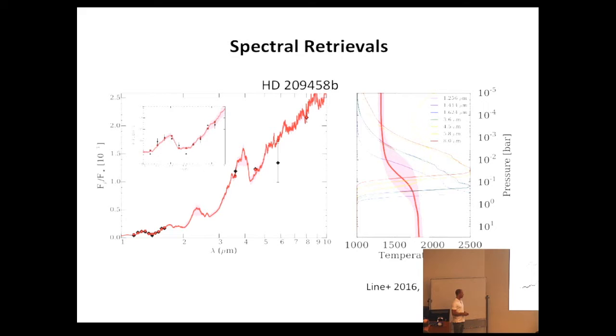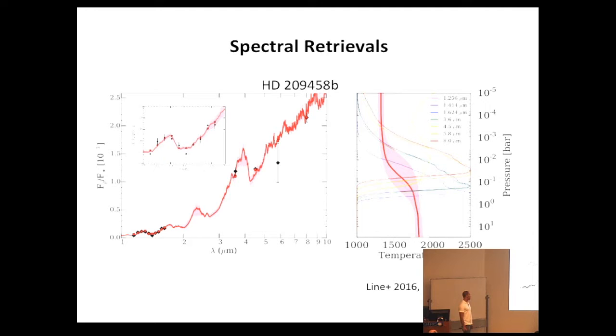In this case, we're deriving the thermal structure of the planet's atmosphere, that's the red line, and we're quantifying our confidence intervals on that. And that's really the key thing. For me, you haven't made a measurement unless you have a confidence interval. There's no such thing as a measured value. All that exists is a confidence interval or a posterior distribution.